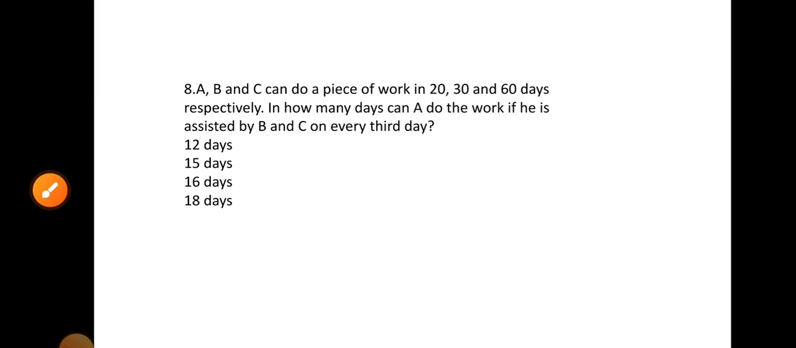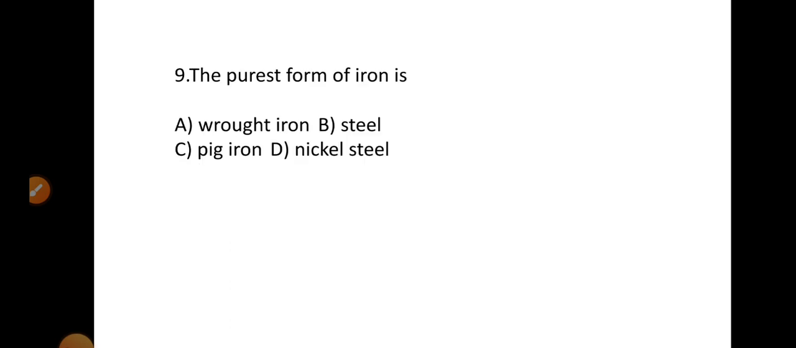A, B and C can do a piece of work in 20, 30 and 60 days respectively. How many days can A do the work if he is assisted by B and C on every third day? Options are 12, 15, 16 or 18 days. Ninth, it starts from chemistry. Let's start from chemistry. So the purest form of iron is wrought iron, steel, pig iron or nickel steel. I hope you know the answer.